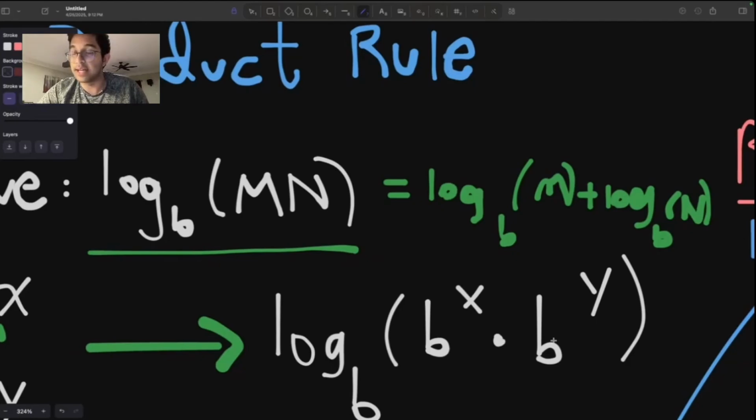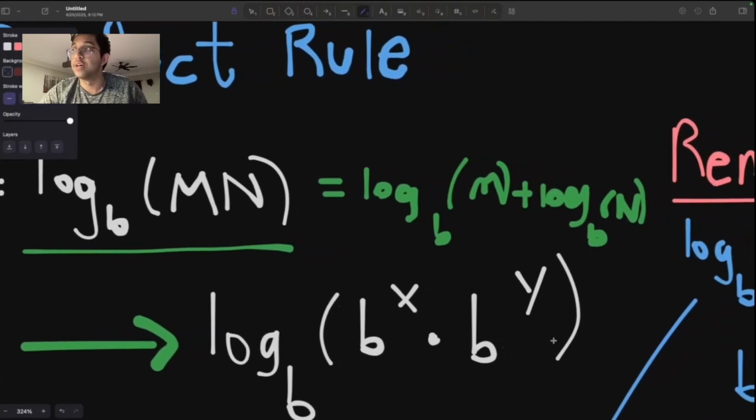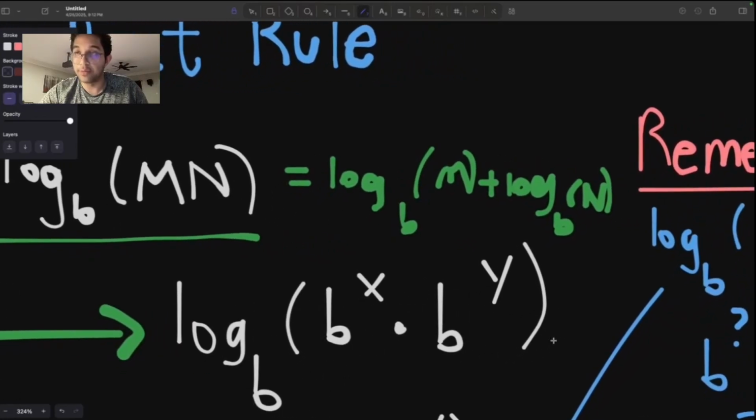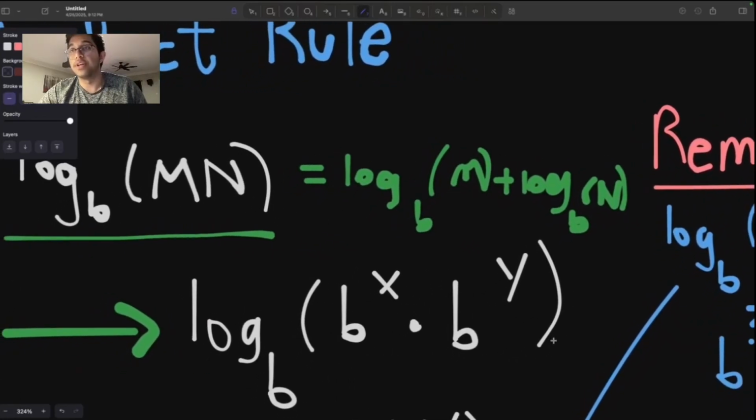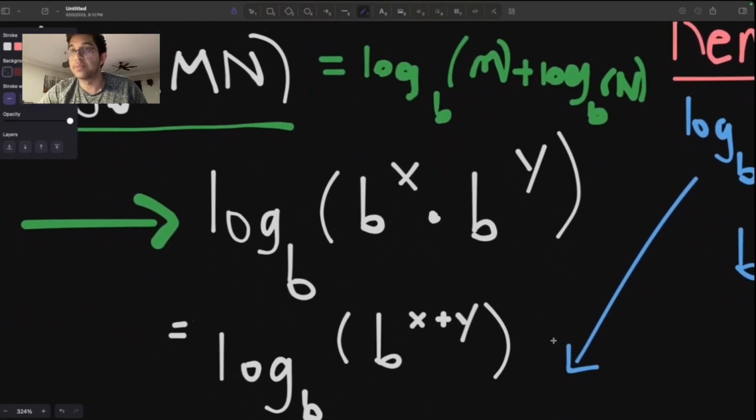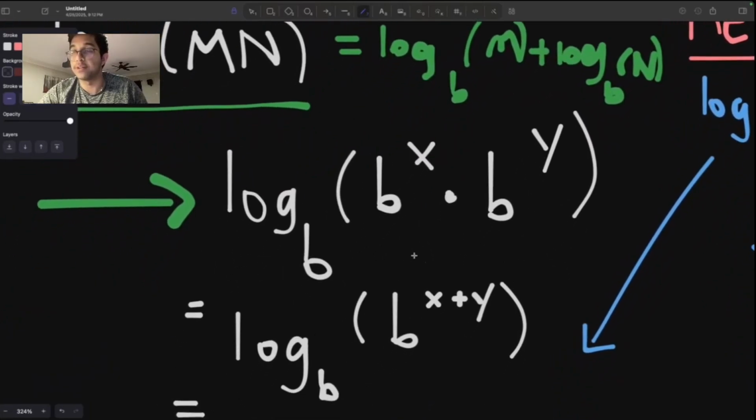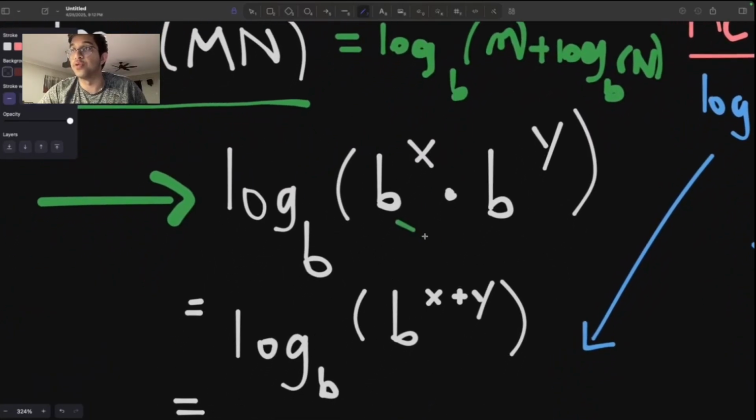Now, Akhil, what is the next step here? We can just combine the exponents, right? B to the power of x times b to the power of y is equal to b to the power of x plus y. Yes, and that is an exponent property, which we'll get into more later. So then once we do what Akhil said, we can have log base b of b to the power of x plus y, because if we have the same base, we can just add the exponents together.